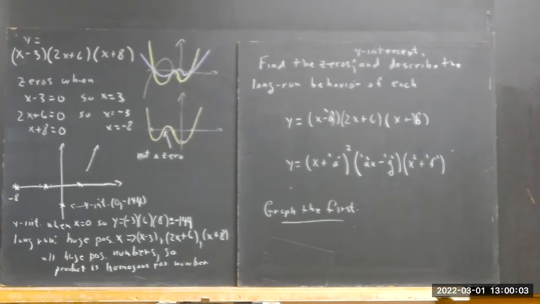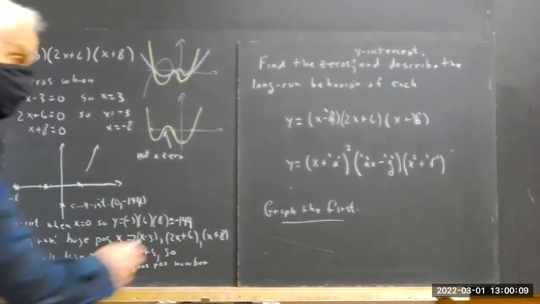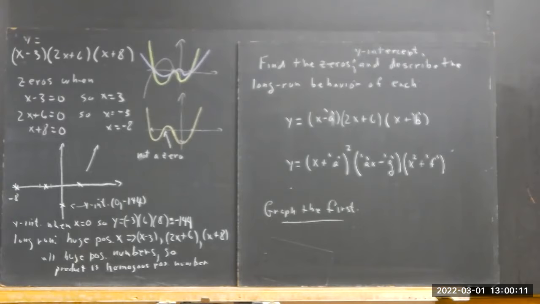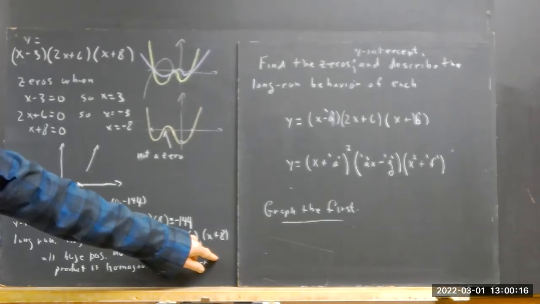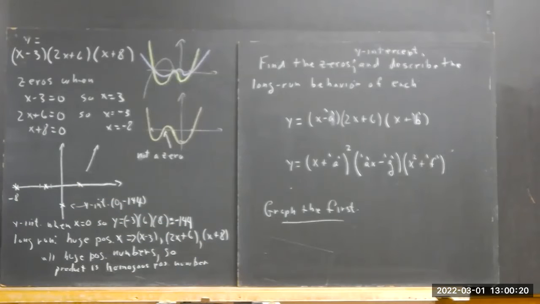Well, on this side, a huge negative number makes all these negative, doesn't it? So you've got a product of three huge negative numbers, which is negative humongous. Okay? So I don't have a good place to write this.